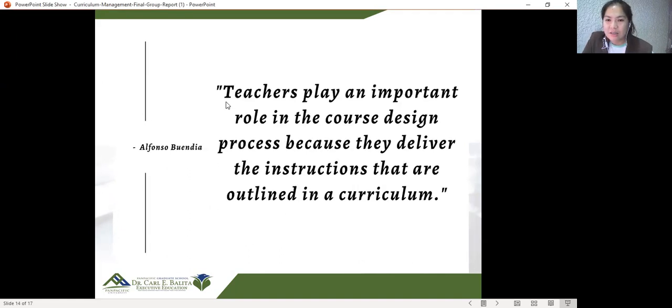Based on Mr. Alfonso Bendia's learning, teachers play an important role in the course design process because they deliver the instructions that are outlined in a curriculum. Of course, teachers must be knowledgeable about this. We've gone past the days when we just followed what our principal or coordinator said. It is time for us to learn and to improve ourselves.